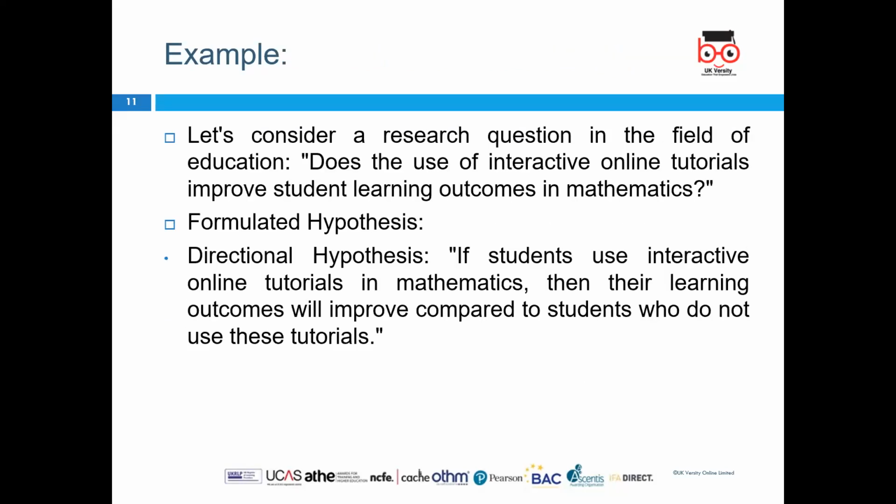So again, let's look into it with an example. Let's consider a research question in the field of education. Does the use of interactive online tutorials improve student learning outcome in mathematics? This is the research question or the research problem, whether online tutorials help the students in improving in mathematics. The formulated hypothesis is: if students use online tutorials in mathematics, then the learning outcomes will improve compared to students who do not use these tutorials. So this is the directional hypothesis, and you have a clear and testable statement using the formulated hypothesis.